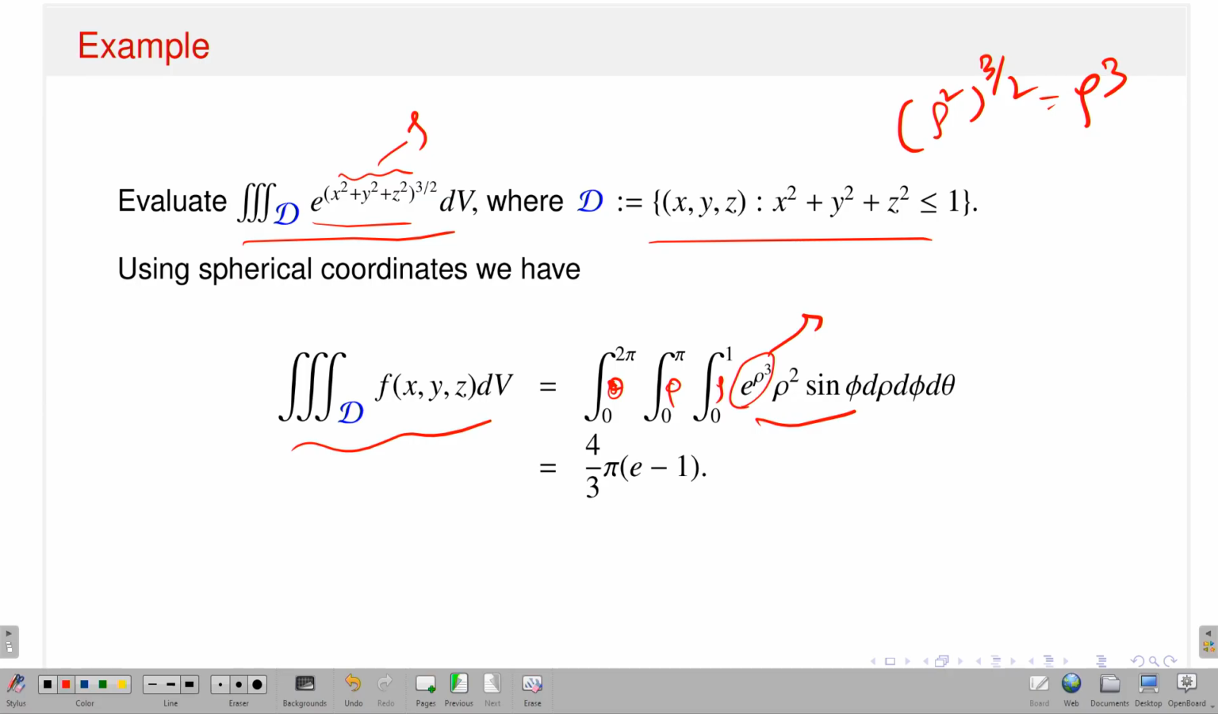This is coming from the Jacobian, that means rho square sin phi, and you have d rho, d phi, d theta. Now this is very nice. You have the separation of variables: this is a function of rho, this is a function of phi, and you have d rho, d phi, d theta. If you perform the integration, it will give you 4/3 pi times (e minus 1). So that's the way you can calculate your triple integral.